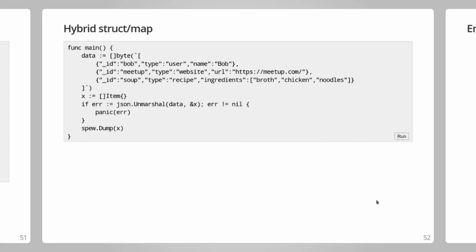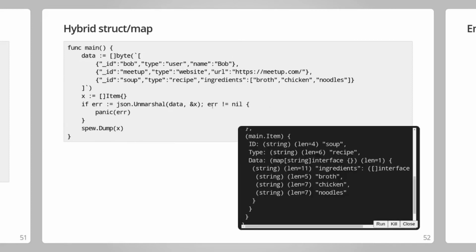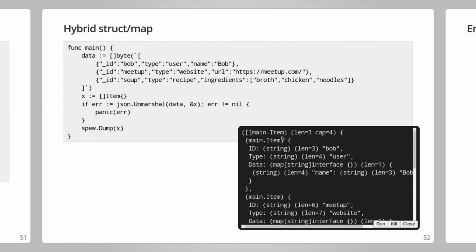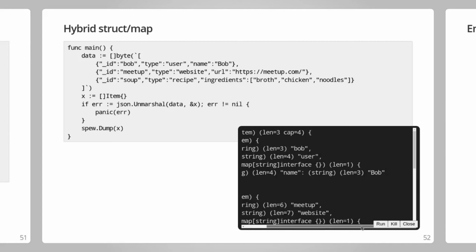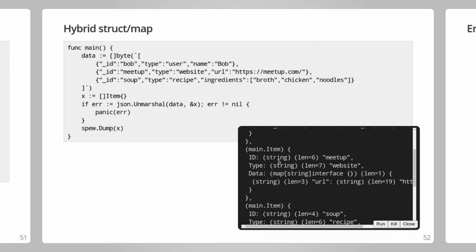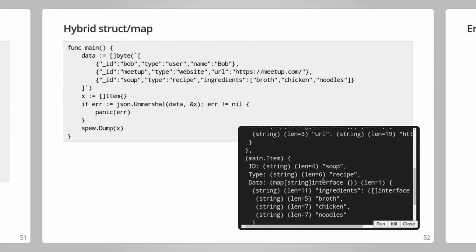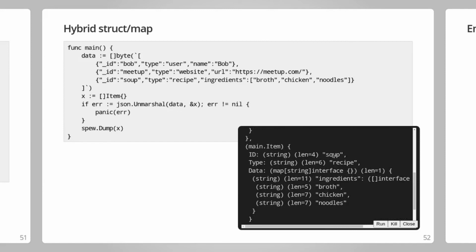So let's look at an example. Here are our three example input objects from the beginning. And when we execute, we see that we get a Go slice of type item. The first one has an ID of Bob, type of user, and then the arbitrary data, the name. The second one has an ID of meetup, type website, and arbitrary data with the URL. And again, the third has an ID of soup, type of recipe, and arbitrary data.